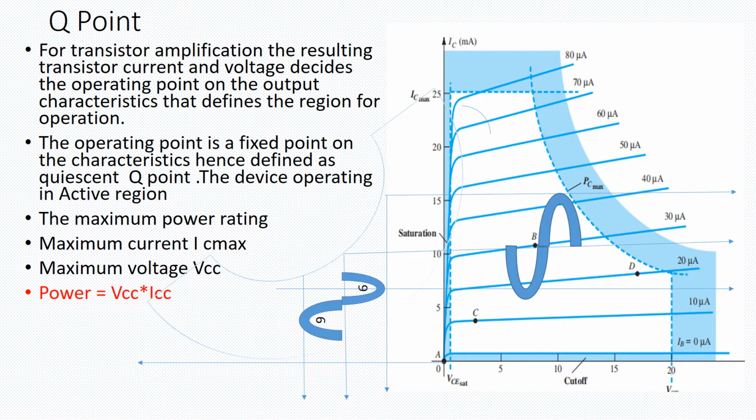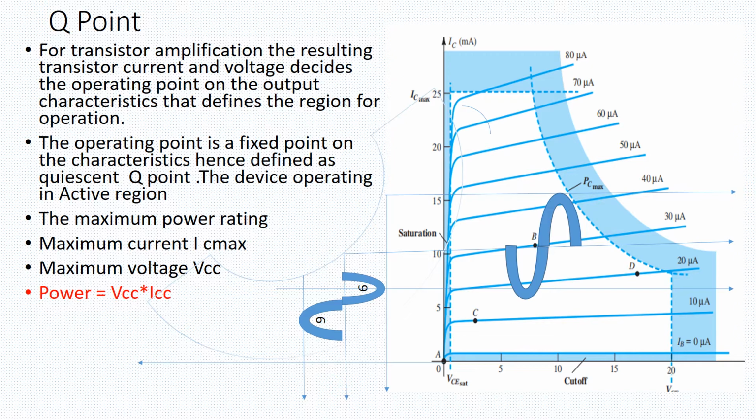At this particular point D, which I just mentioned a few seconds ago, the D point lies very near to the cutoff region. Therefore what happens is that the signal at the negative half cycle is clipped off and we don't get a complete cycle of the input signal.